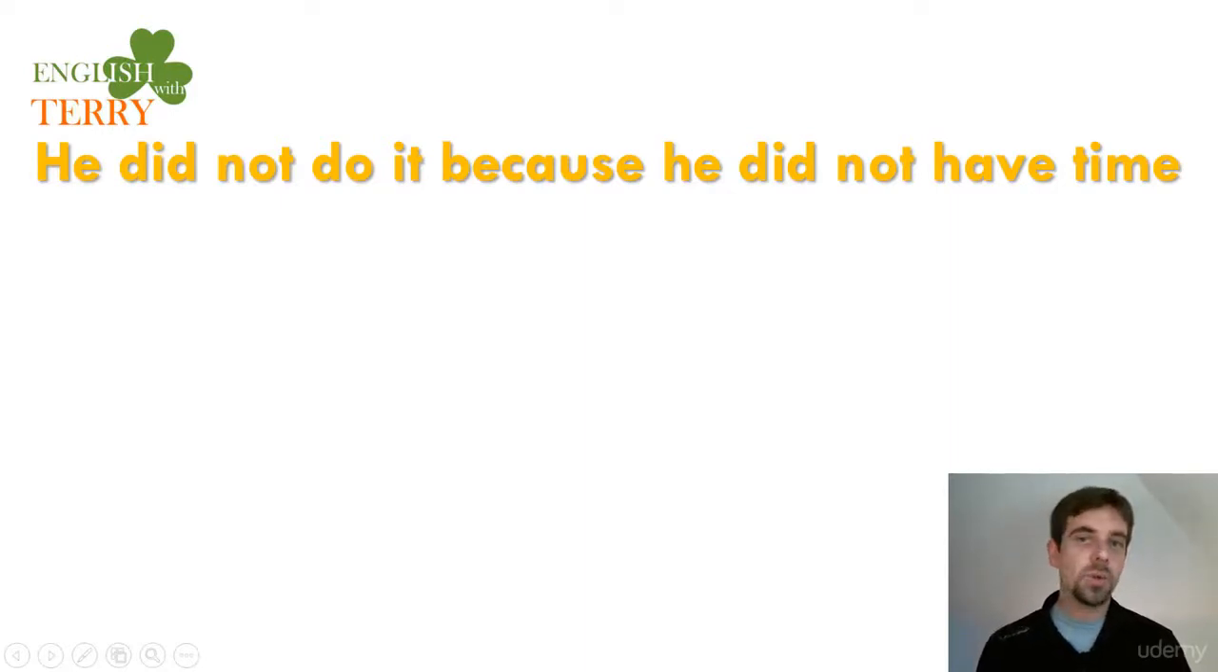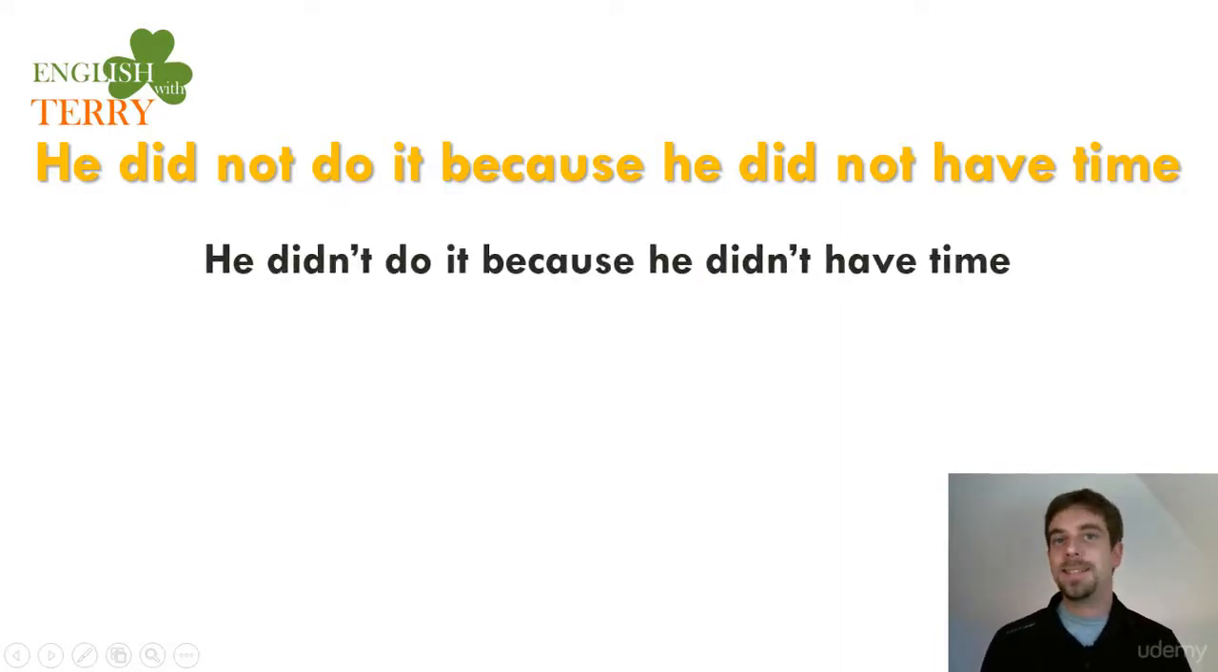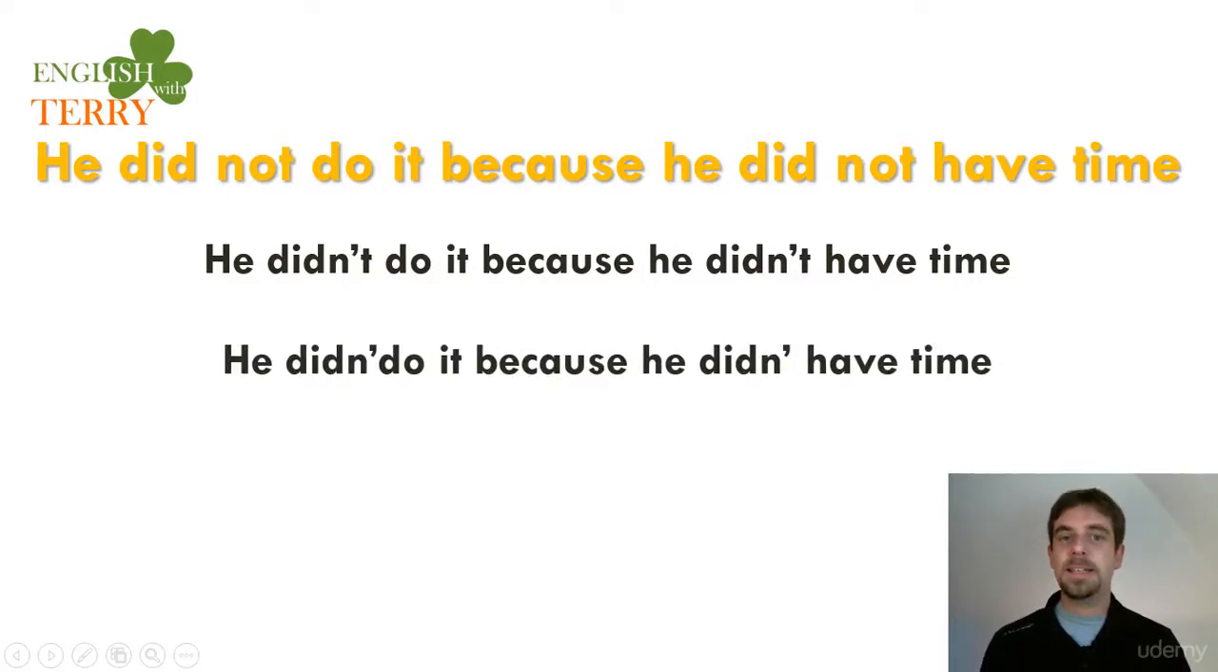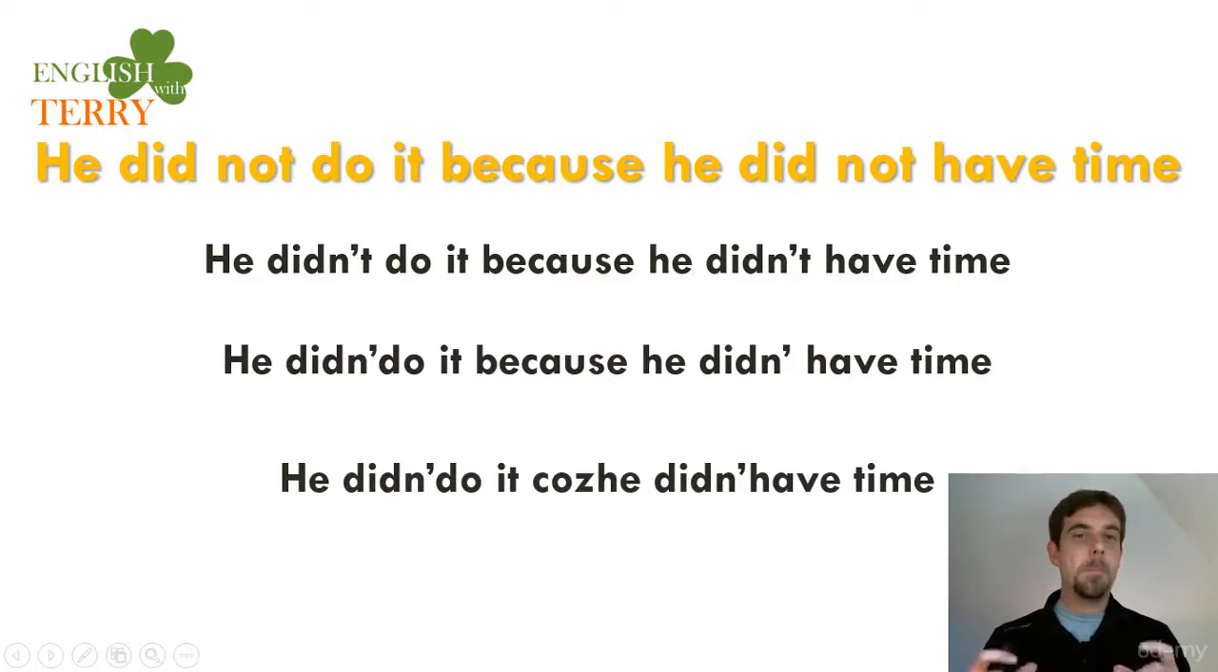He did not do it because he did not have time. He didn't do it because he didn't have time. This becomes, he didn't do it. He didn't do it because he didn't have time. Okay? And the because becomes 'cause: he didn't do it 'cause he didn't have time. All right? So he didn't do it because he didn't have time.